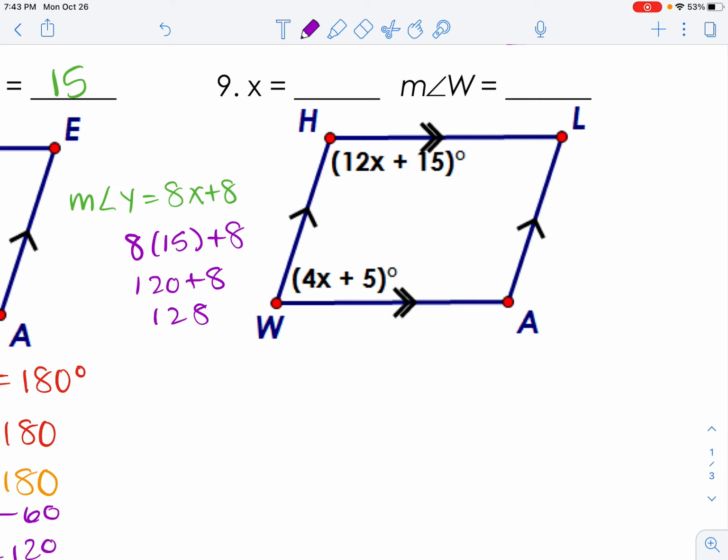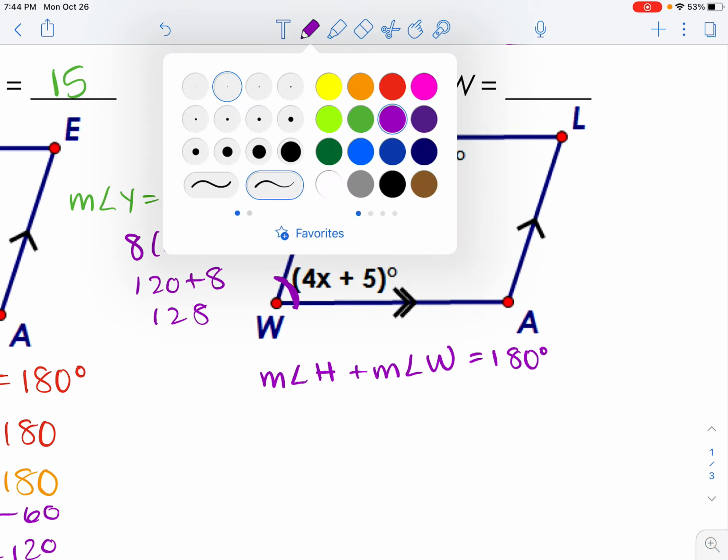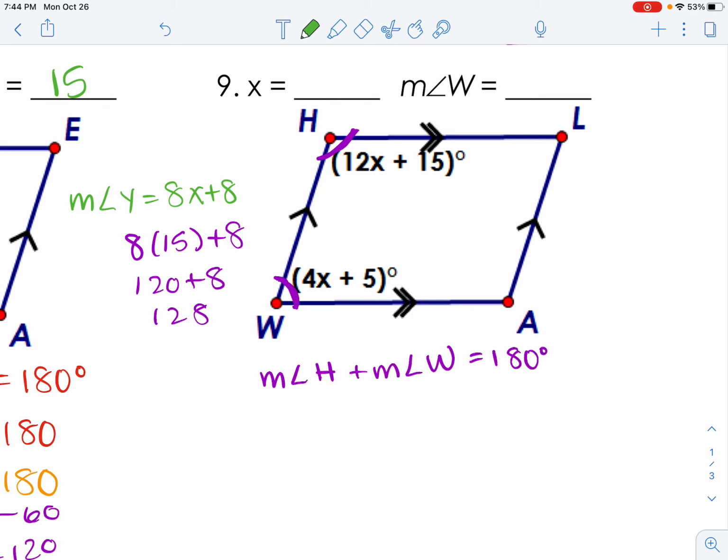So we want to find the measure of angle W, which is consecutive with angle H. They're both next to each other, which means they are supplementary. So if I take the measure of angle H and I add the measure of angle W, it should equal 180 degrees. And so let's plug in what we know. I know the measure of angle H is 12x plus 15. I know the measure of angle W is 4x plus 5, and that equals 180 degrees.